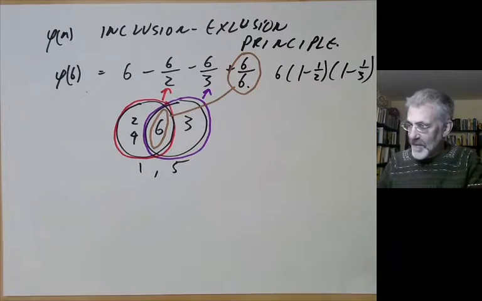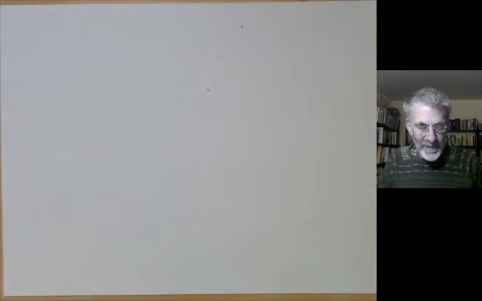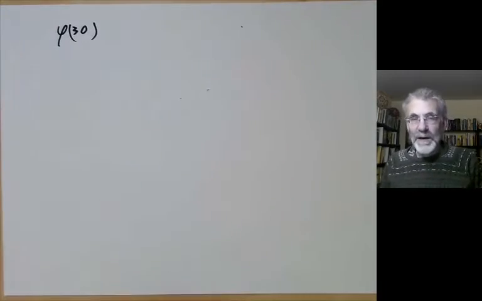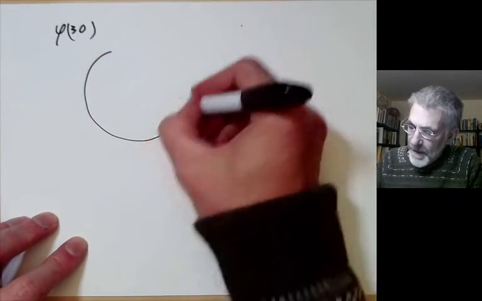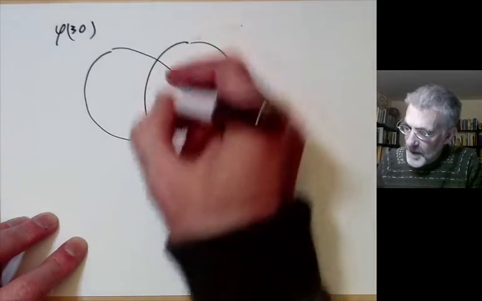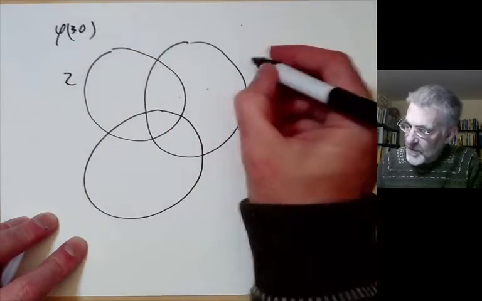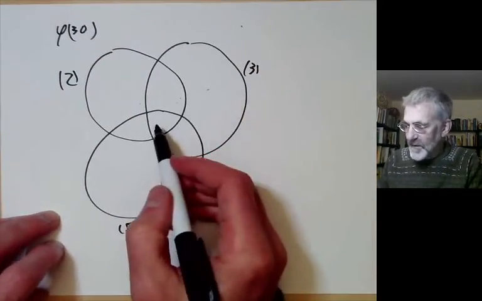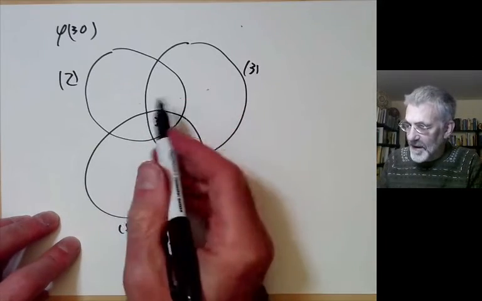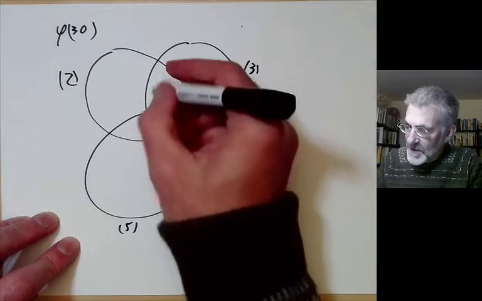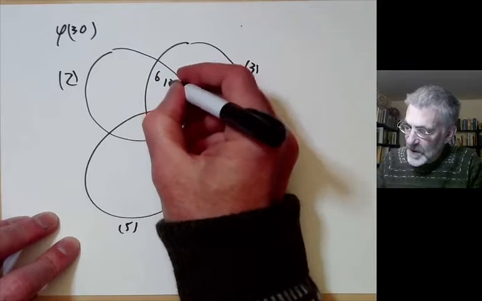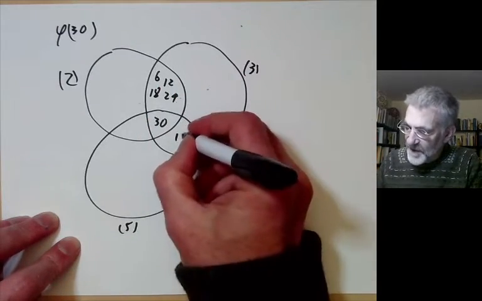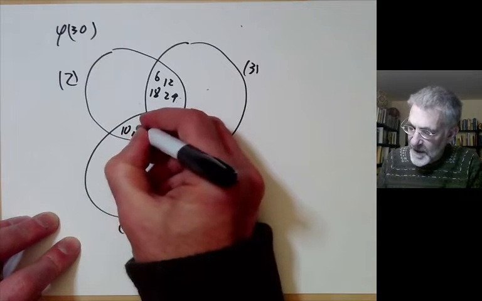And I'll do the case 30 to show you a slightly more complicated one. So suppose we look at phi of 30. So what we do is we write down all the residue classes up to 30. So we're going to have ones divisible by 2 or 3 or 5. And the ones divisible by 2, 3 and 5, we're just going to get 30 there. And the ones divisible by 2 and 3 are going to be multiples of 6. So we get 6, 12, 18, 24. And here we're going to get ones divisible by 3 and 5, which is 15 and 30. And here we get 2 and 5, so we get 10 and 20.